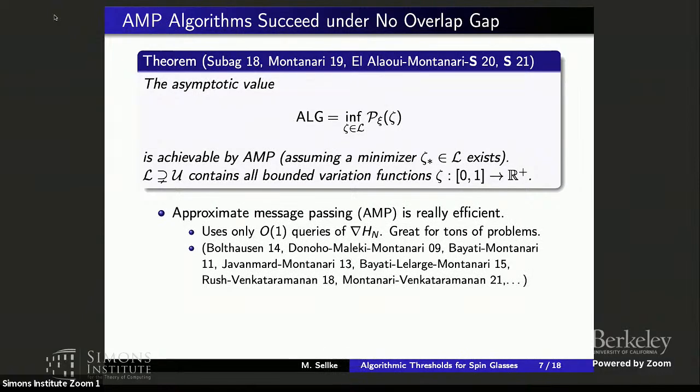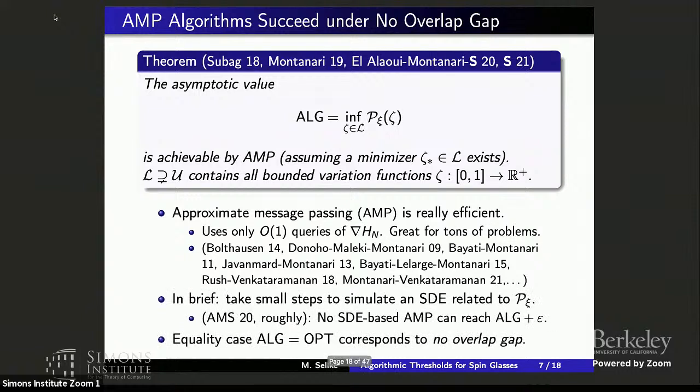Okay, approximate message passing is really efficient. It only uses a constant number of gradient queries, and it's great for a lot of statistical problems, as we've heard about. A very brief summary of this type of algorithm is that there's a stochastic differential equation related to this Parisi formula, and we're going to simulate an associated stochastic differential equation using AMP. And we actually showed that if you use an AMP algorithm with this very specific setup, you cannot do better than this alg value. Roughly speaking, when alg equals opt, this corresponds to no overlap gap.